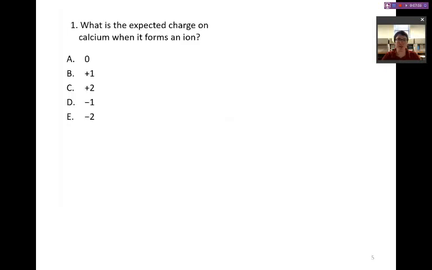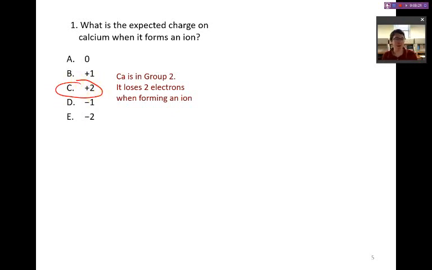Let's do some practice here. So, what would be the expected charge of a calcium atom when it forms an ion? Pause the video and try this on your own. Welcome back. So, we know that calcium is in group 2. So, in order to obtain a noble gas configuration, it's going to lose 2 electrons when forming an ion. Therefore, it has a charge of +2. It has lost 2 negative charges, and so it has a +2 charge.